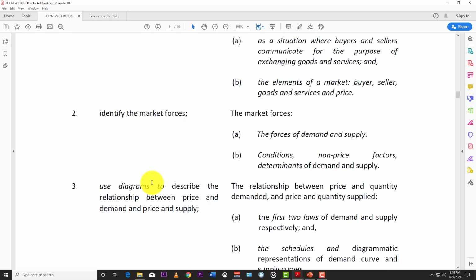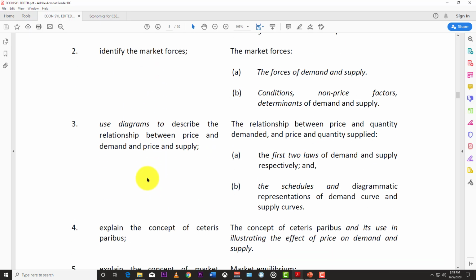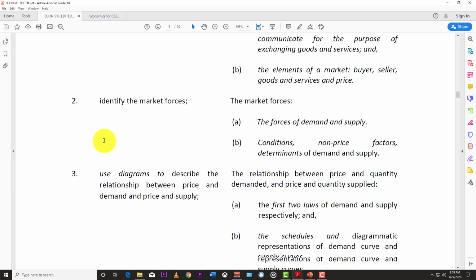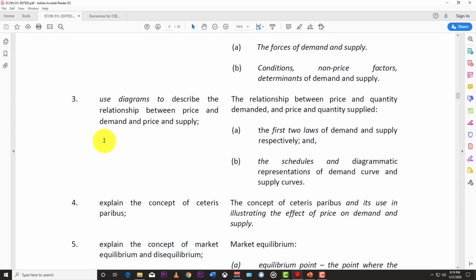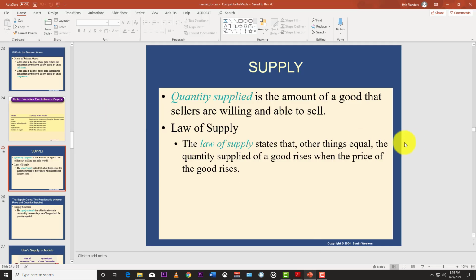So today we're looking at supply, and we're going to continue in objective number 3 under section 3 in the economics CSEC economics syllabus. All right, so we're going to be looking at supply today. And so let's just jump right into it. Supply. What is supply and what are the laws of supply?